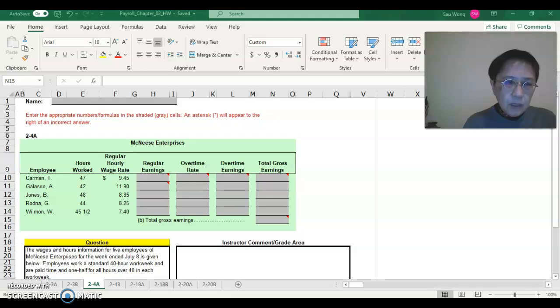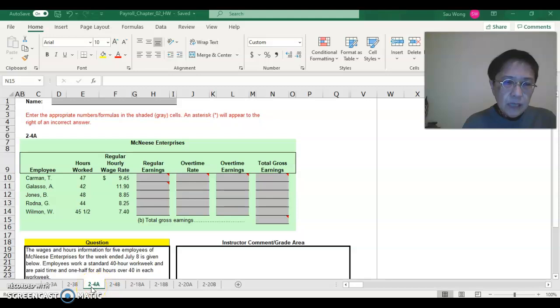Everyone, today we're going to talk about the Module 2 or Chapter 2 homework assignment. When you open the Excel spreadsheet, you have down below the tabs 2-3A through 2-20B. You need to finish all these questions.